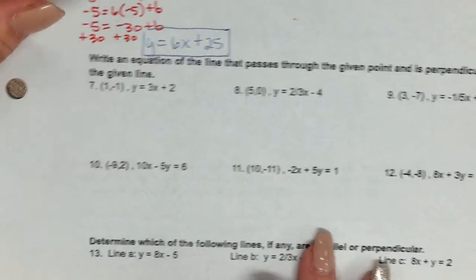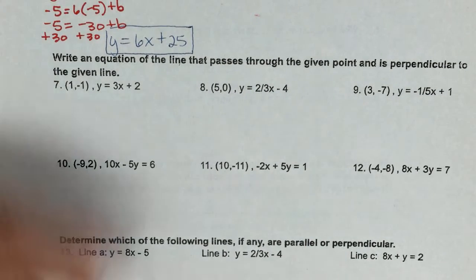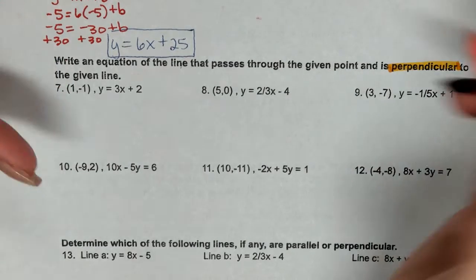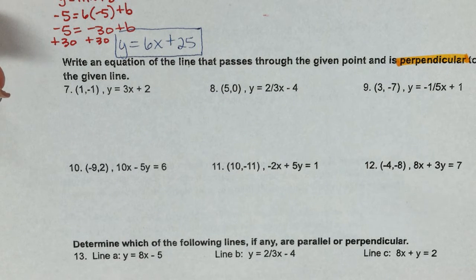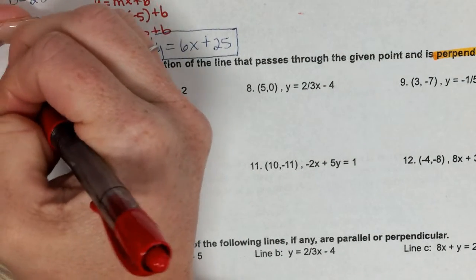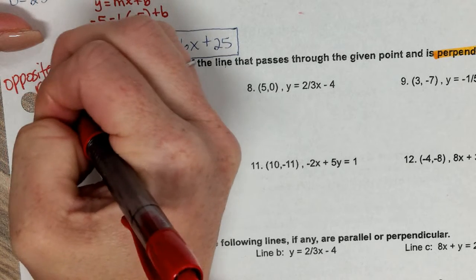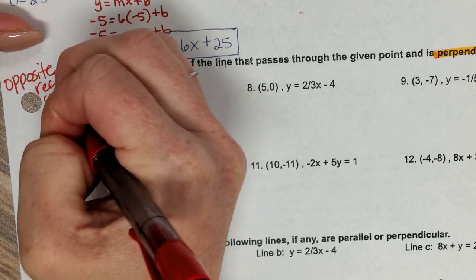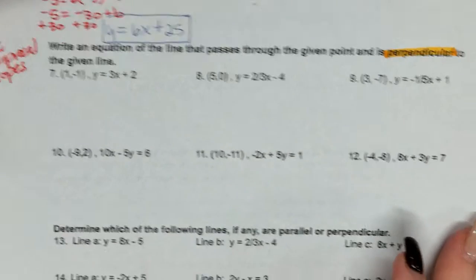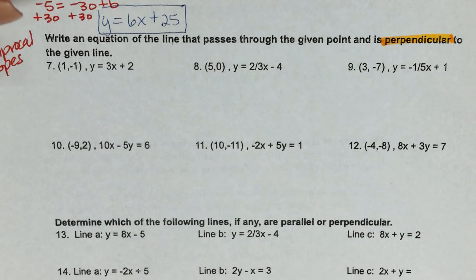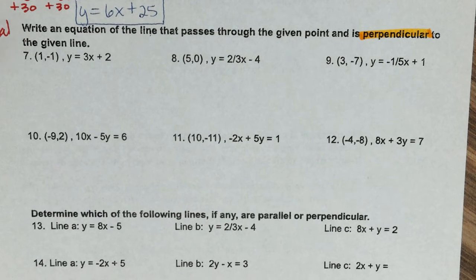They want us to write an equation, but this time instead of being parallel, they want the equation to be, what does perpendicular mean? The slopes will be opposite reciprocal. Write that right here. Opposite reciprocal slopes. Okay, y'all pick one for us to do. Don't pick 7 through 9 because those are easier. Which one? 12. All right.